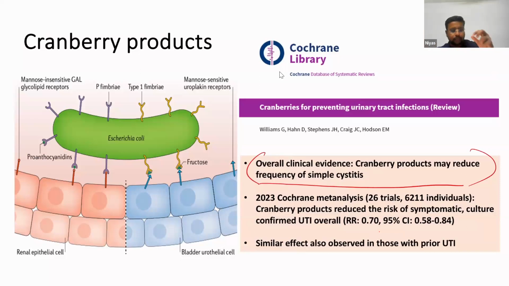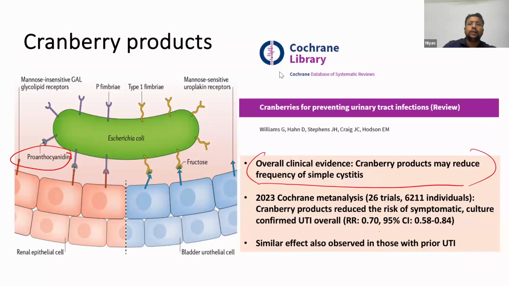What cranberry basically does is that it contains what are called proanthocyanidins, which can bind to certain molecules on the E. coli, the P fimbriae. It will bind to the P fimbriae and prevent the fimbriae from binding to the uroepithelial cells. That is the scientific explanation for cranberry products. This Cochrane meta-analysis has found that cranberry products may actually reduce the frequency of simple cystitis.